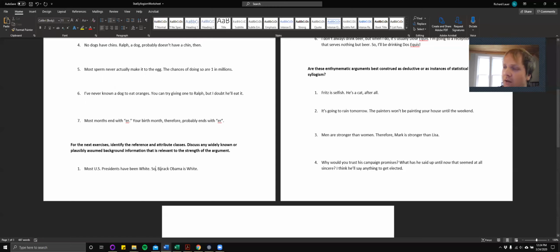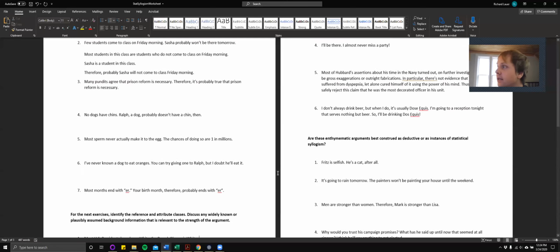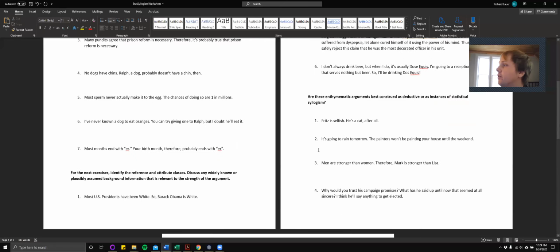Now, the reference class, well, once we fill in the information, it looks like US presidents is the reference class because Barack Obama is being assigned to that category, right? And then being a white person is the attribute class because in the conclusion, that's the attribute we're saying that Barack Obama possesses because he belongs to the reference class, right? So those would be the reference and attribute classes respectively. The reference class is being a US president, the attribute class is being a white person. And I hope that makes sense. That's how I would go about doing that one.